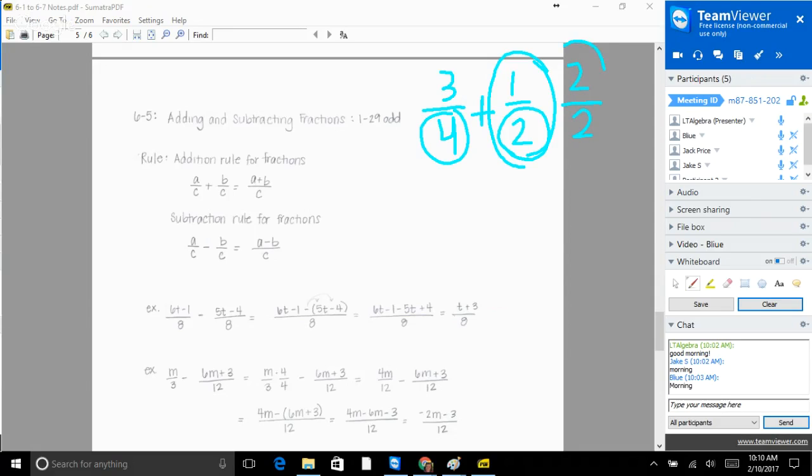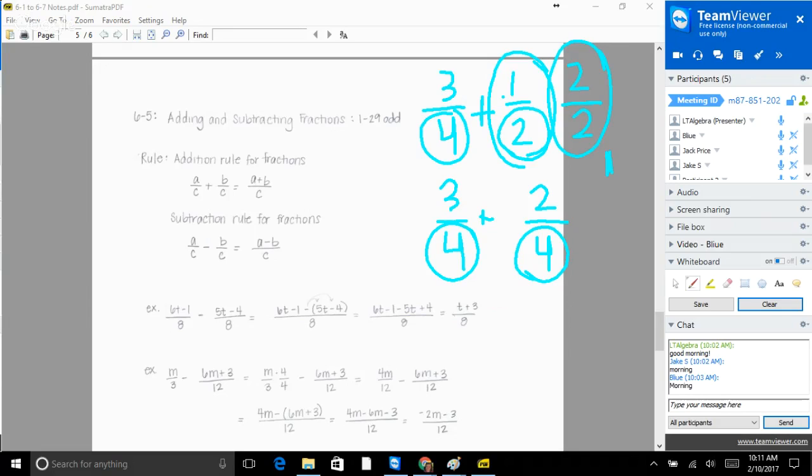Now, why can we just randomly multiply one thing by a number? Well, 2 over 2 is just 1, really, so we can multiply anything by 1. When we multiply 1/2 by 2 over 2, we end up with 1 times 2 is 2, 2 times 2 is 4. So now we have 3/4 plus 2/4, and now we have the same denominator.